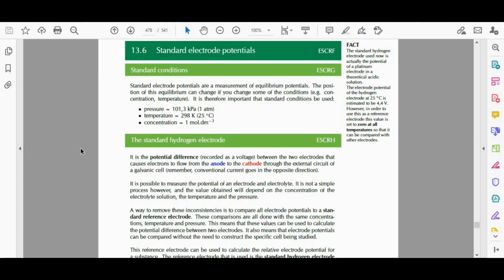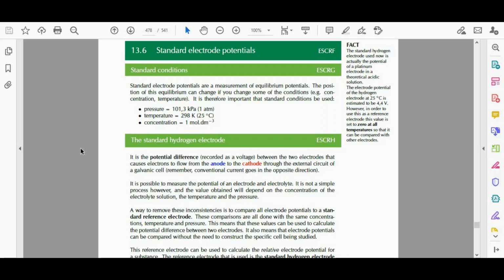Standard electrode potentials. As the Siyavula grade 12 textbook tells us, this is a measurement of the potentials that happen at equilibrium, or equilibrium potentials.